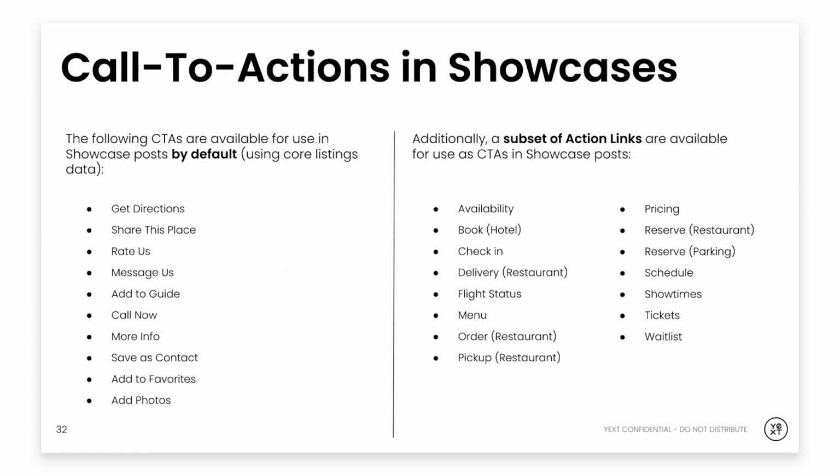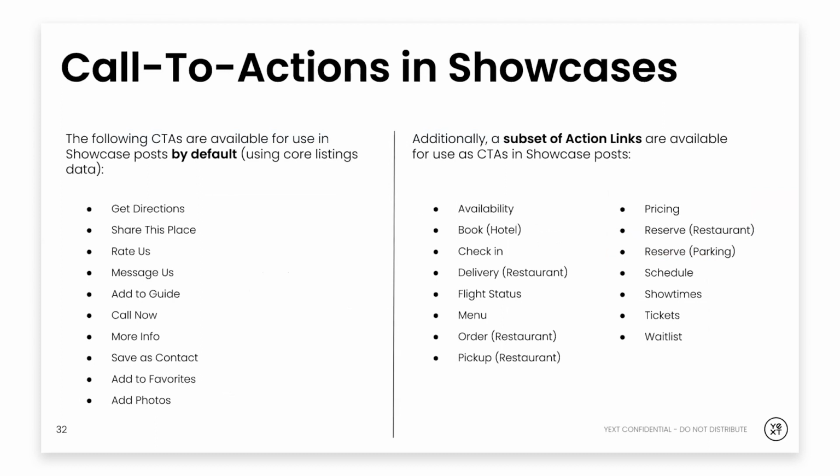They use core data from the listing. An example of this would be get directions. When a user clicks that call to action in a showcase, they would simply be taken to an experience where they are being directed to that location. If they were to click the rate us call to action, then they would be directed to an experience native to Apple Maps where they could leave a recommendation or a rating for that location.